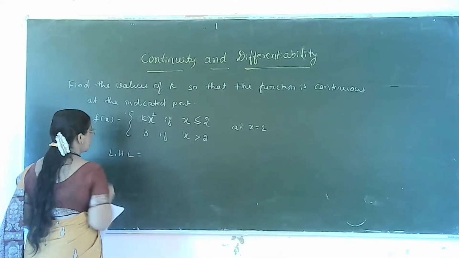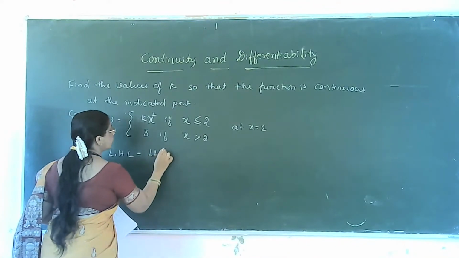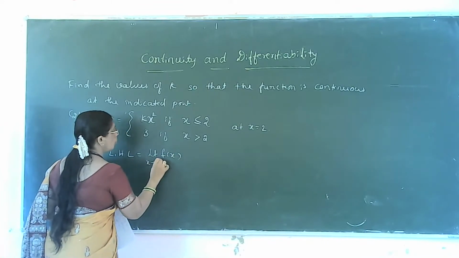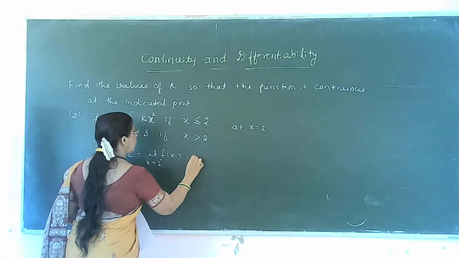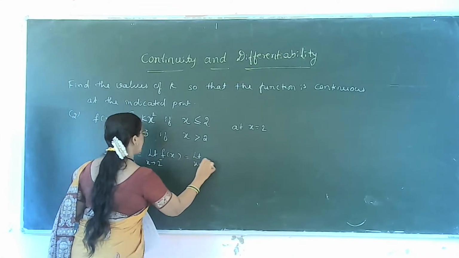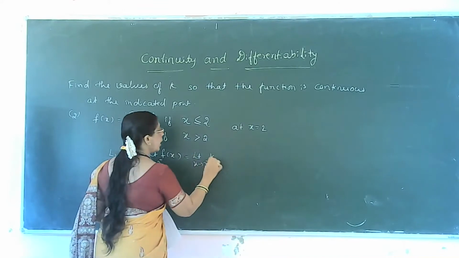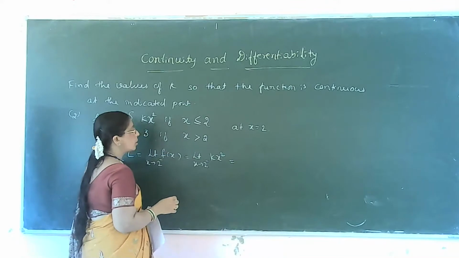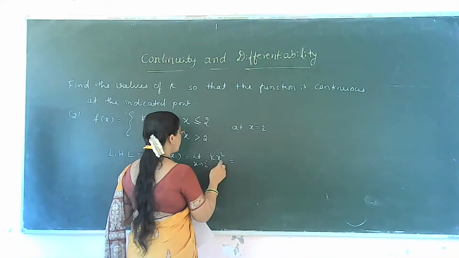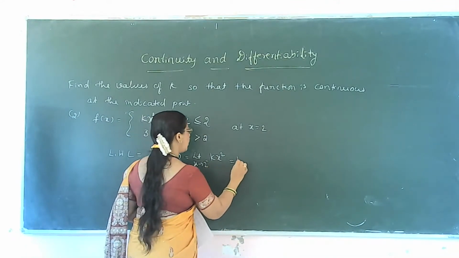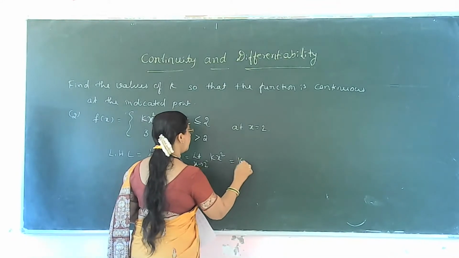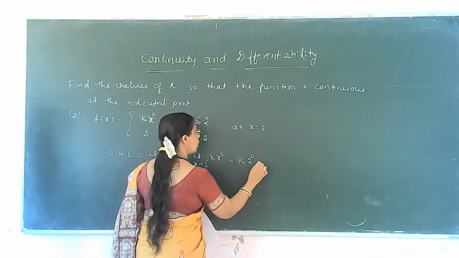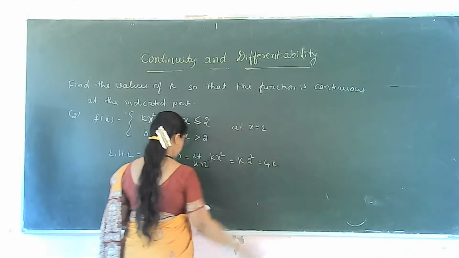LHS is equal to limit of x tends to 2 minus f of x, which is kx square. It's a polynomial function. Therefore, we put the value here: limit of k into x square is k into 2 square, which is equal to 4k.